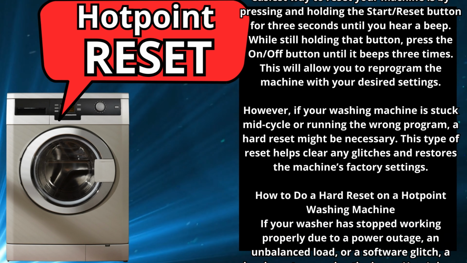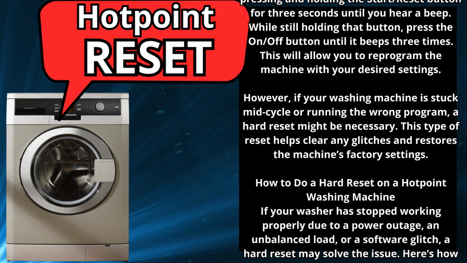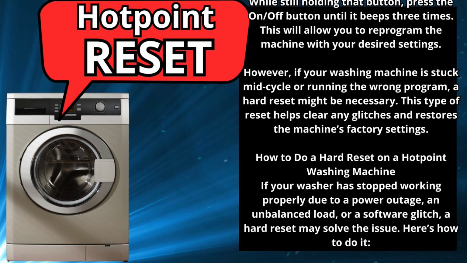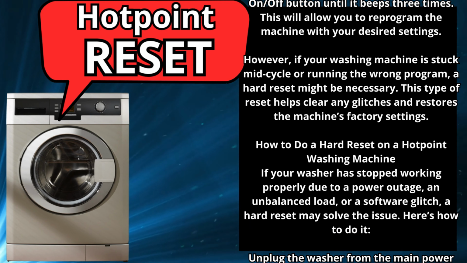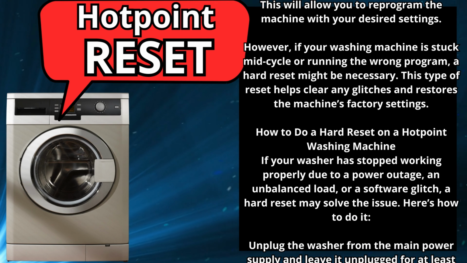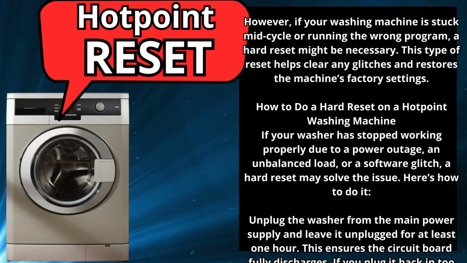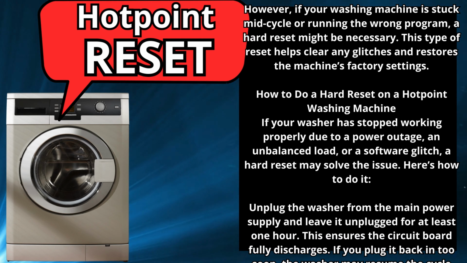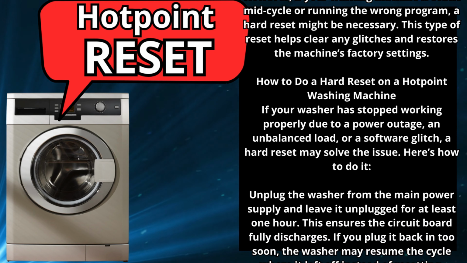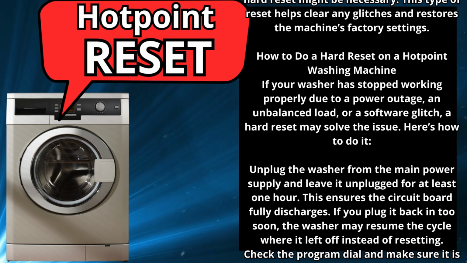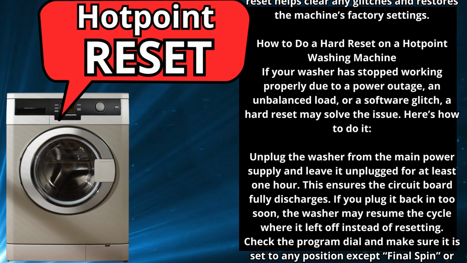However, if your washing machine is stuck mid-cycle or running the wrong program, a hard reset might be necessary. This type of reset helps clear any glitches and restores the machine's factory settings. How to do a hard reset on a Hotpoint washing machine. If your washer has stopped working properly due to a power outage, an unbalanced load, or a software glitch, a hard reset may solve the issue. Here's how to do it.